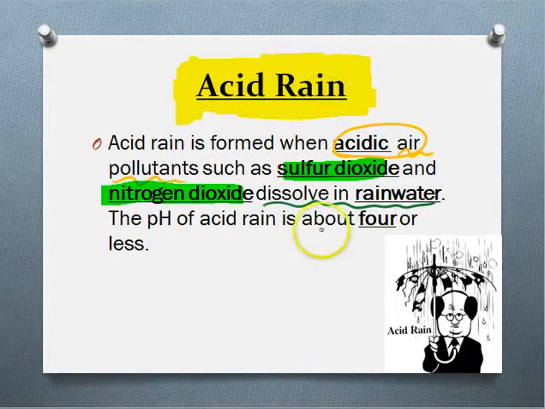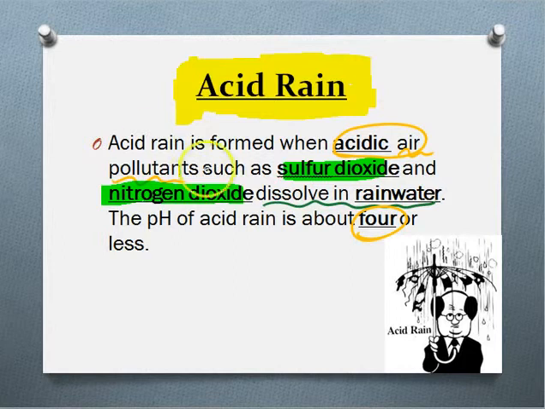So how strong is it? It's about pH 4. I think this picture brings about a very good idea about acid rain. You can see the guy is holding an umbrella, but because of the acidity of the rain, the umbrella is slowly being corroded away. So this is the danger of acid rain. Now it's about maybe pH 5 or pH 4. If it goes down even further, it will damage even more things and cause more harm to living things.